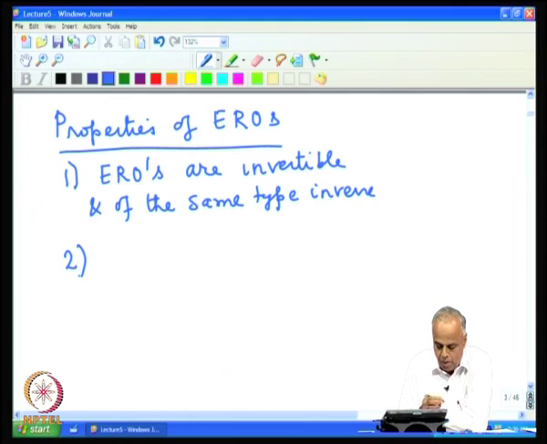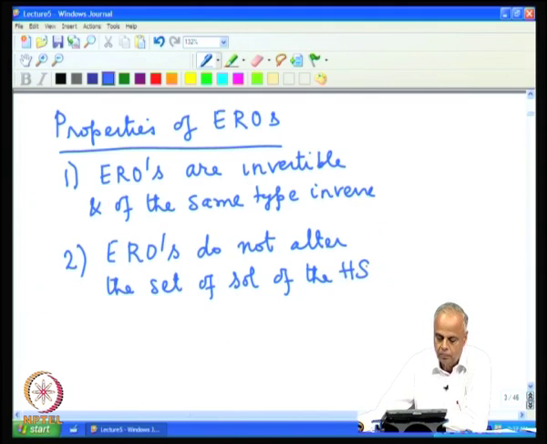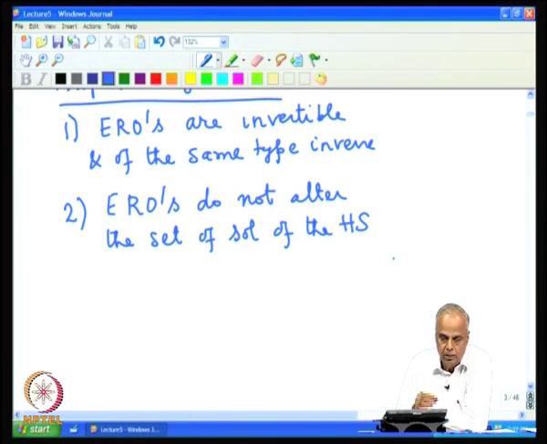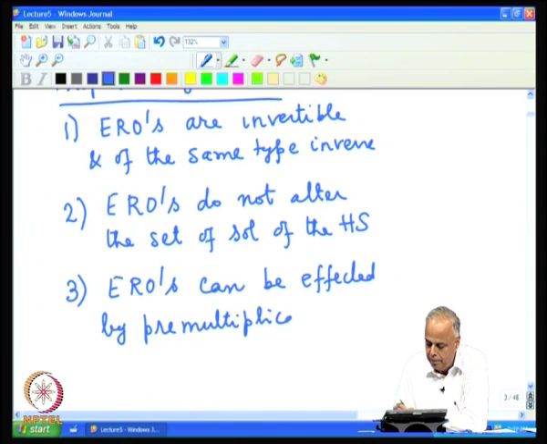The second important property is that the EROs do not alter the set of solutions of the homogeneous system. This is a very crucial point in determining the homogeneous system solutions. The third, which we shall be using later, is that the EROs can be implemented or can be effected by pre-multiplication of the matrix A by an elementary matrix.